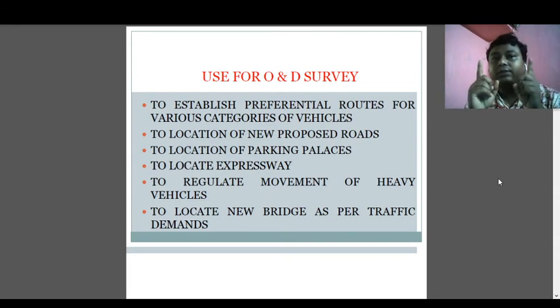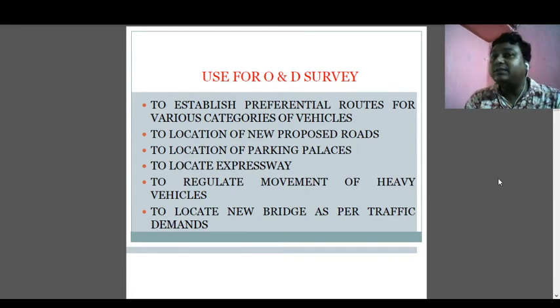Now to cover this O and D, suppose there are three alternative routes. One is connected directly. One is inverted inward. One is inverted outward. Now the surveyors are standing at the exit point where the three routes meet at a point. They are asking the vehicles coming from all three directions, and they find out which roads are preferred by the users.